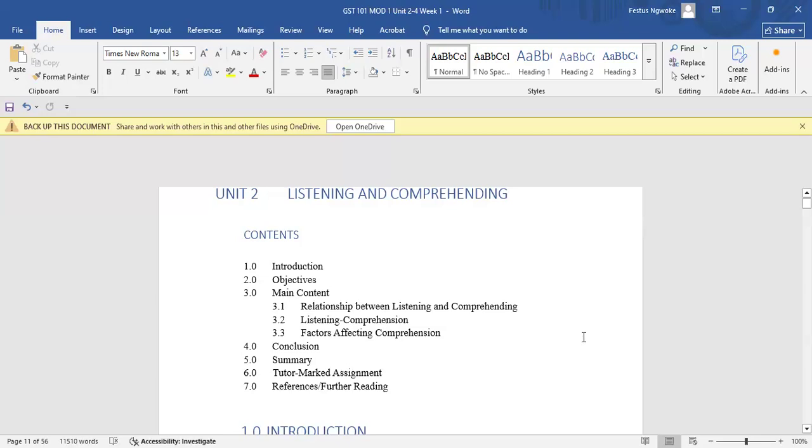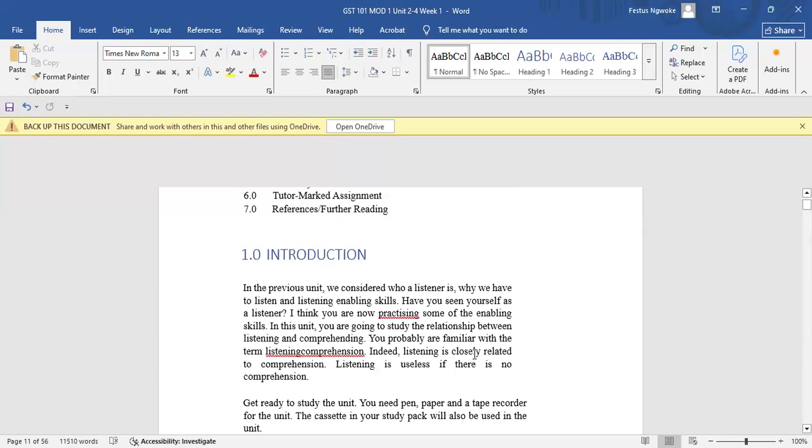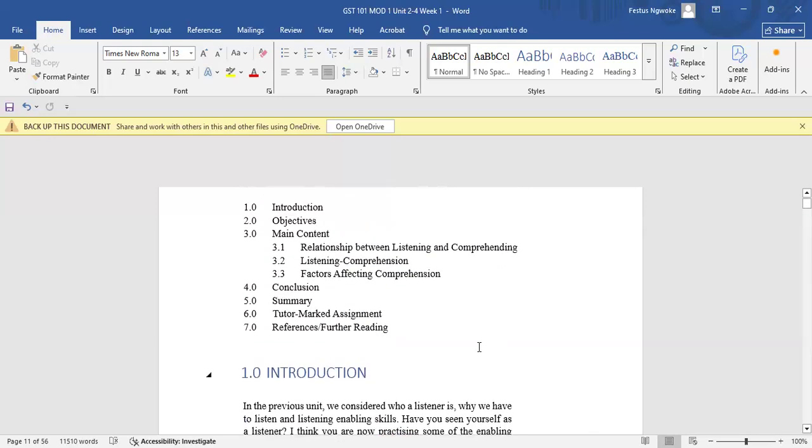Today we are going to look at Unit 2, Listening and Comprehending. We want to look at the relationship between listening and comprehending. What do we mean? The relationship here is that you listen for the purpose of comprehension. You cannot comprehend without listening, so they are very closely related. The emphasis has always been on the importance of listening, but the major reason why we listen is for us to comprehend. And we cannot comprehend when we do not listen.